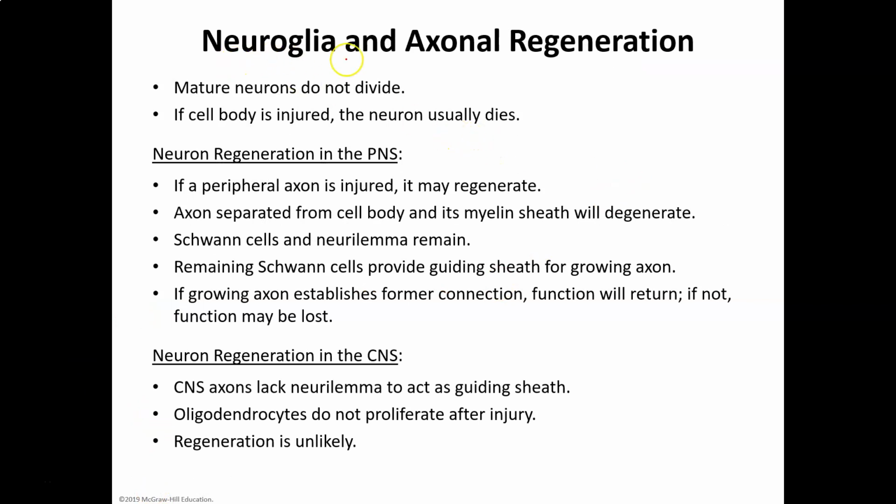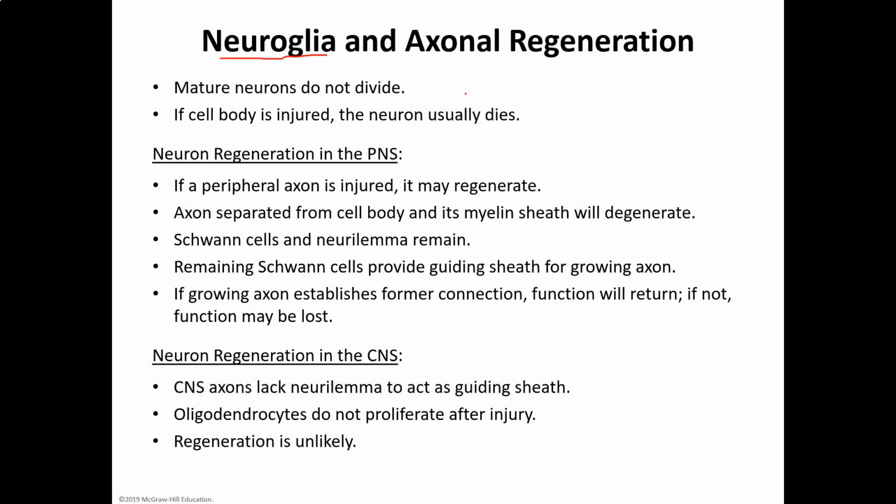So, if you're injured, if you bash your leg or your arm, you may damage nerves. If you damage nerves, sometimes they can regenerate, but they're going to need a little help from neuroglia. Mature neurons don't divide. There may be some changes in this, but as far as we care about for this class, they do not divide. So once a neuron is irreparably destroyed, it cannot regenerate itself.